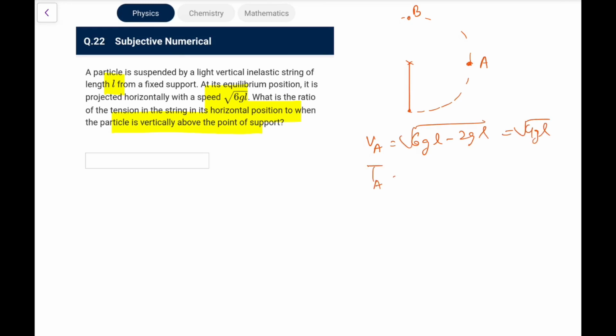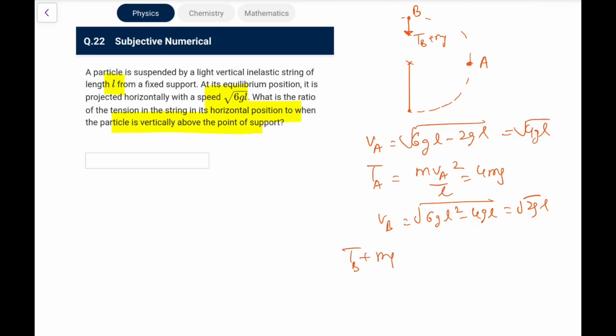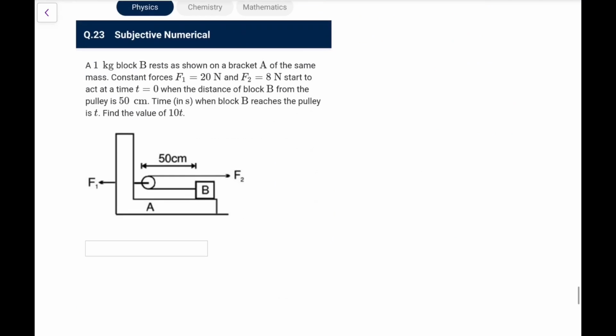So tension at A would be m v_A square by L, that comes out as 4 mg. Now at B, tension would be down, mg would be down, v_B would be under root of u square minus 2g into 2L, that is 4 gL, that is root 2 gL. So T at B plus mg is equal to m v_B square by L, which is 2 mg. So it comes out as mg. So T_B is mg. So the ratio would be 4 mg upon mg. So it's an easy one. It would be 4 for you.